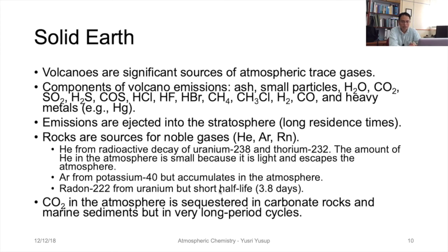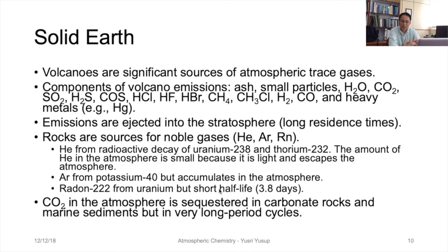Now we go to the sources of tropospheric gas, one of which is the solid earth. The solid earth sources are like volcanoes, which are significant sources of atmospheric trace gases, and when one erupts, it spews out ash, small particles, water vapor, carbon dioxide, sulfur dioxide, hydrogen sulfide, COS, hydrogen fluoride, and so on, the halogen compounds HCl, HF, HBr, methane, CH3Cl, hydrogen gas, carbon monoxide, and even heavy metals, for example mercury, in the form of vapor that gets released from these volcanoes.